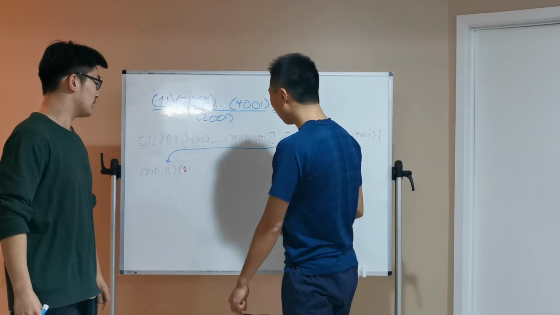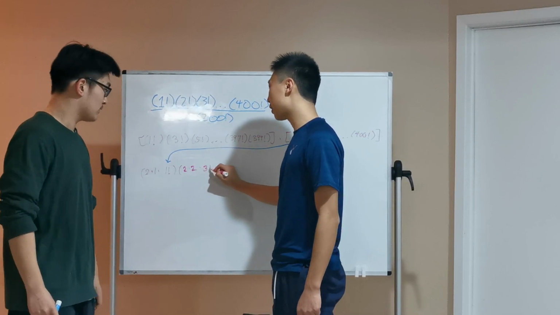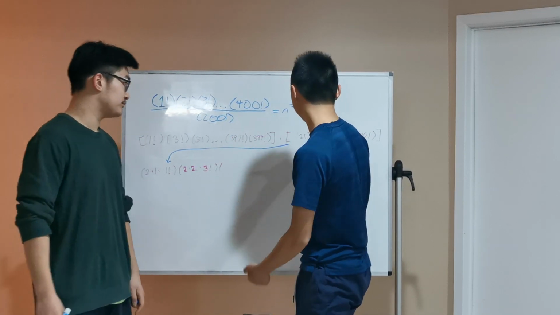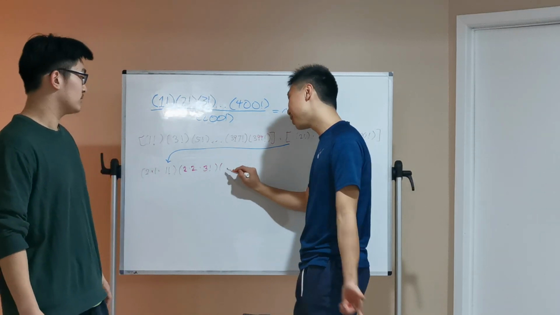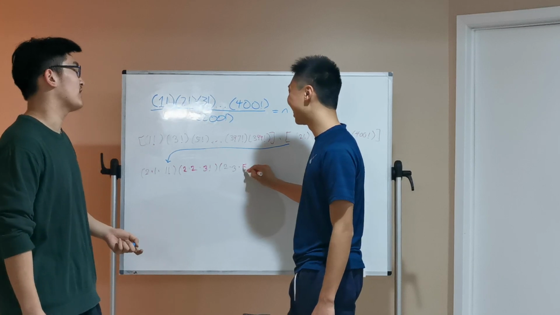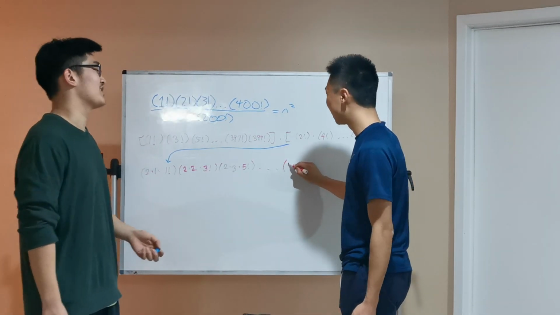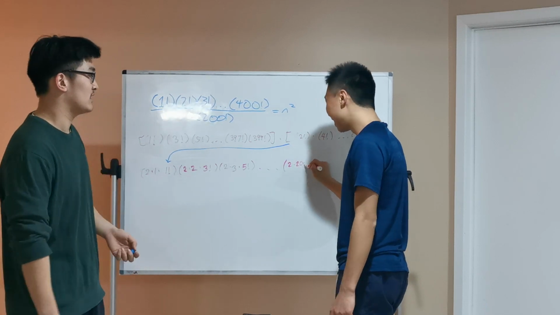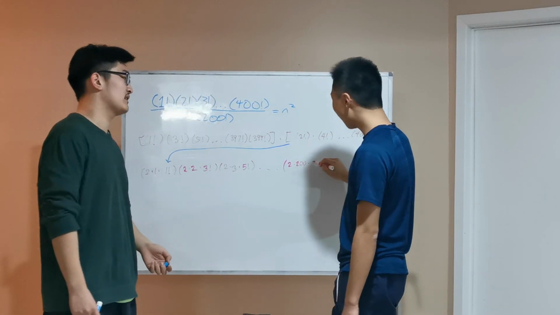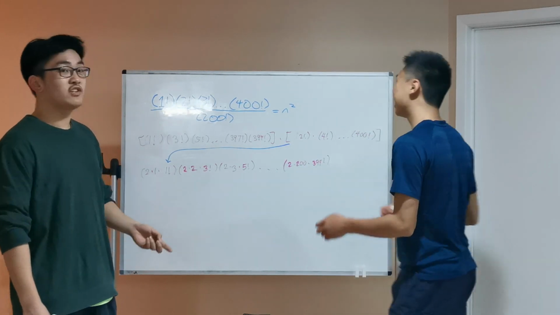So the next one, 4 factorial, is 2 times 2 times 3 factorial. And then 6 factorial becomes 2 times 3 times 4 factorial, all the way to 400 factorial, which is 2 times 200 times 399 factorial.